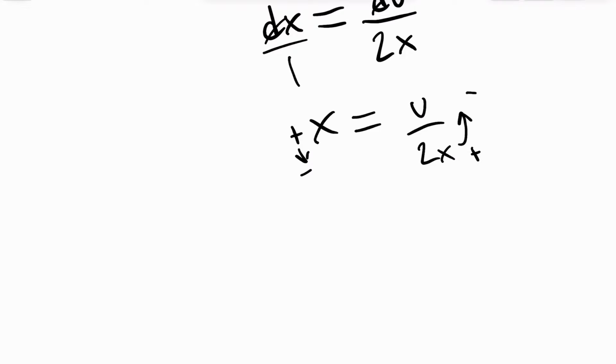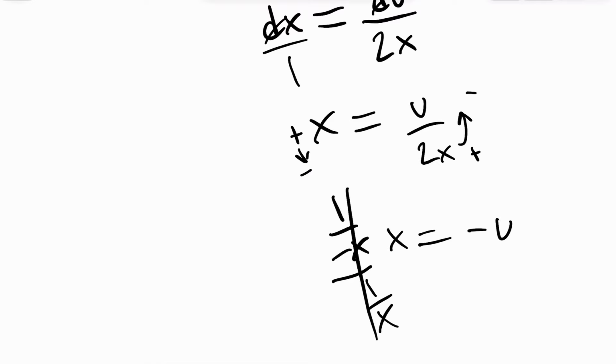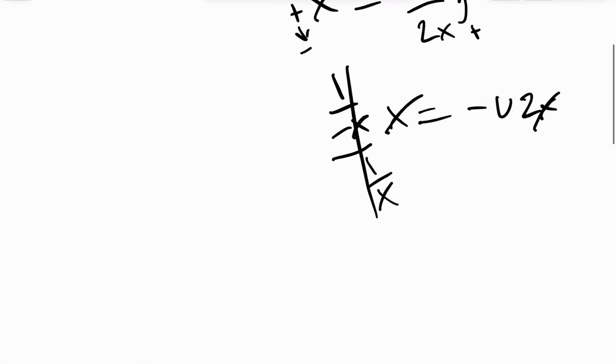So now we can rewrite this as 1 over negative x over 1 over x, which all just simplifies to x, and then we set that equal to negative u 2x. And we could simplify this by taking out the x's, and that'll give us just equals negative u2.